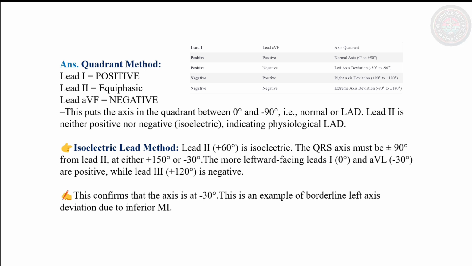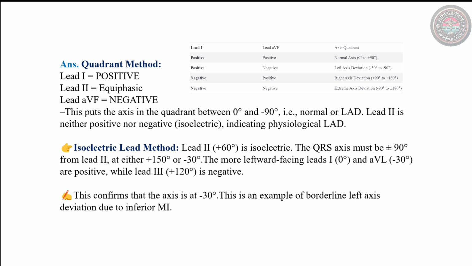Step 2. Check lead AVF. The QRS complex is negative in lead AVF, meaning the electrical activity is moving upward rather than downward. Step 3. Interpret the quadrant. A positive QRS in lead 1 and a negative QRS in lead AVF put the axis in the quadrant between 0 degrees and minus 90 degrees, that is, normal or LAD. Lead 2 is isoelectric, that is neither positive nor negative, indicating physiological LAD.